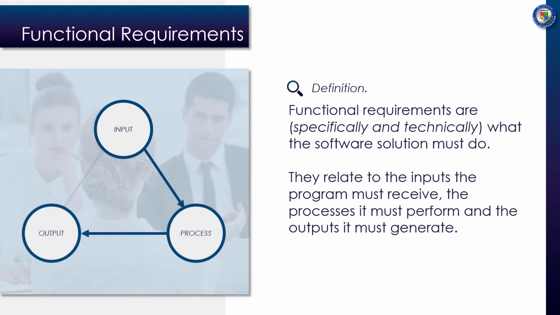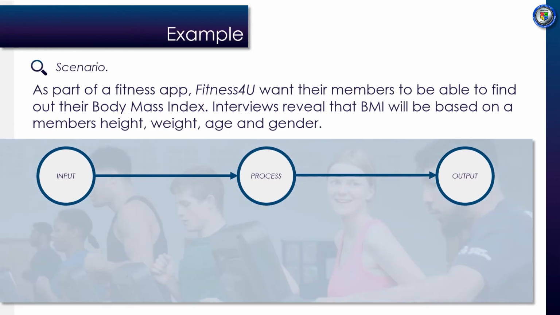The functional requirements themselves are specifically and technically what the software solution must do. They relate to the inputs the program receives, the processes it performs using those inputs, and the output that the program will generate. Now let's look at a couple of examples of what we actually mean.